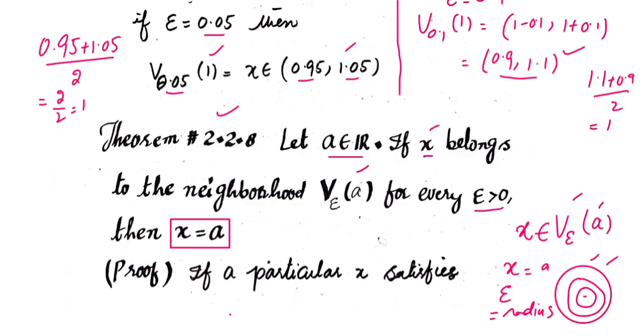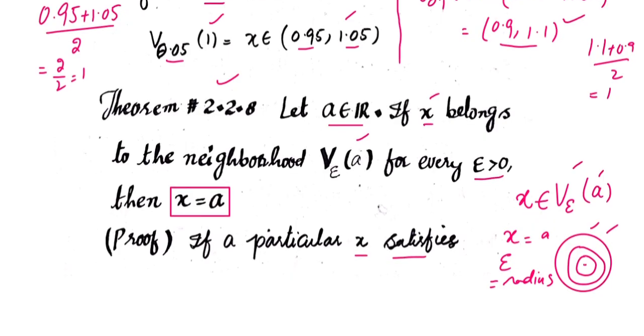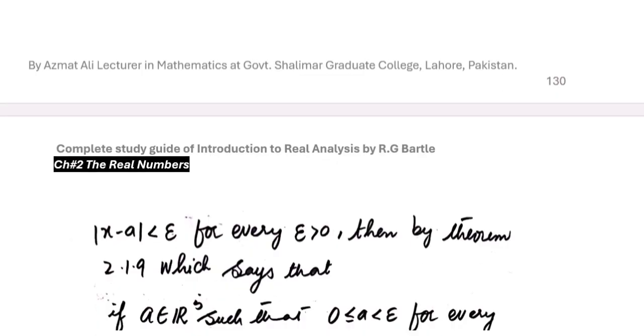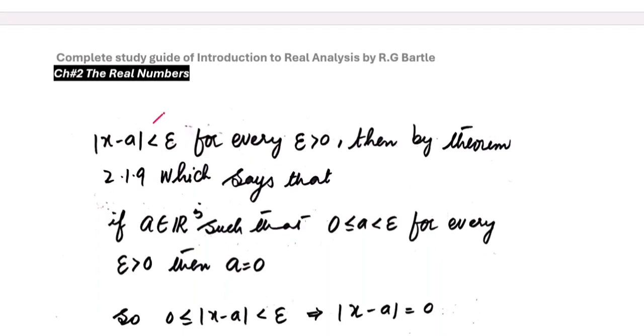So now we prove it. If a particular x satisfies this inequality, that is the definition of epsilon neighborhood. In other words, if a particular x belongs to the epsilon neighborhood of a, this implies |x minus a| is less than epsilon for every epsilon greater than 0.